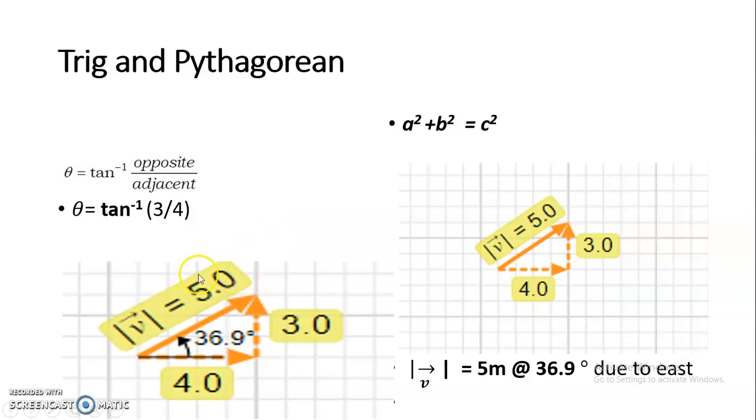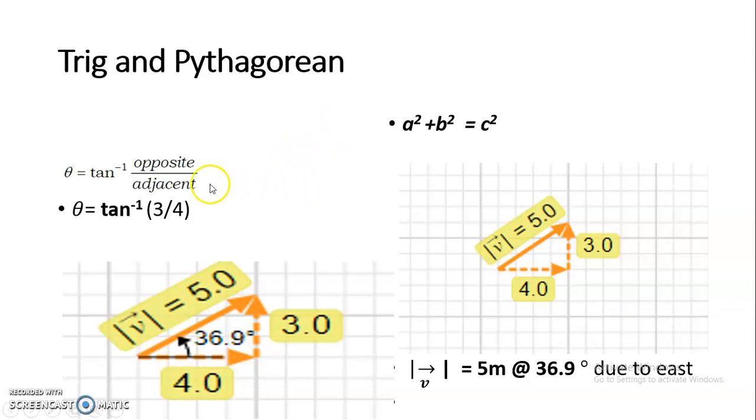We have only the magnitude and we have to calculate the angle. So how do we calculate the angle? To calculate the angle, we have to use trig values or trig functions. So to use the trig function, we need to remember SOHCAHTOA. You guys remember SOHCAHTOA from 9th grade?